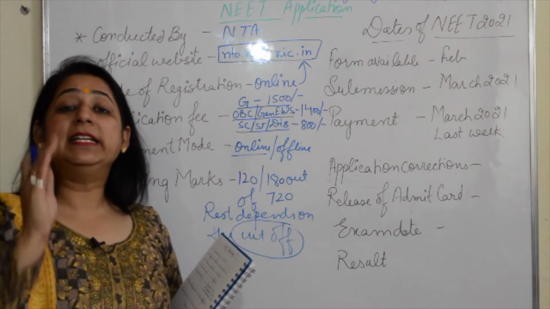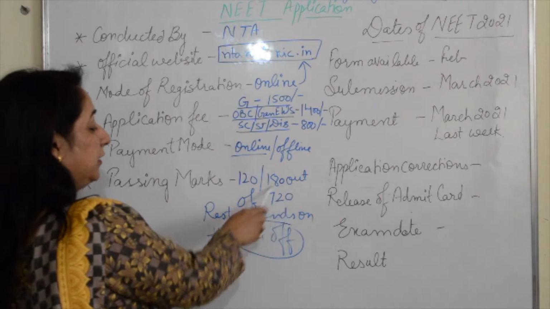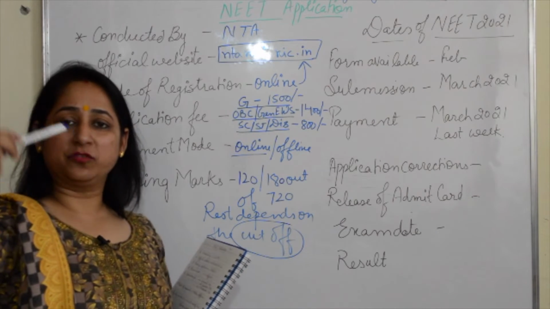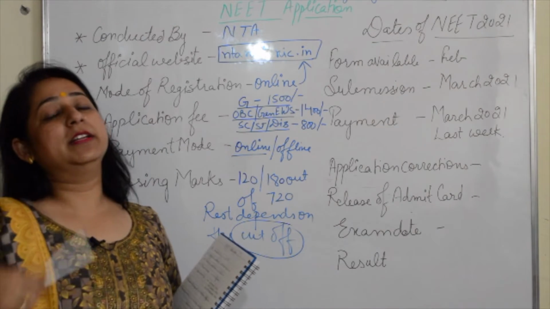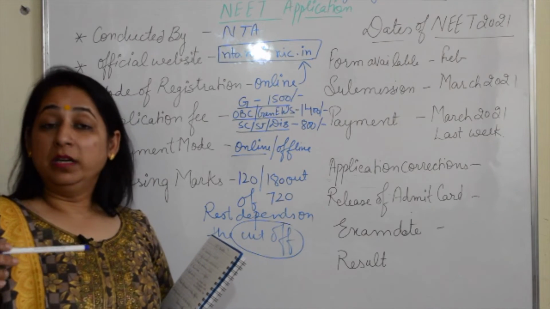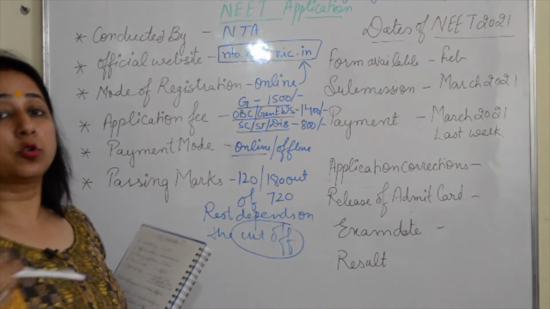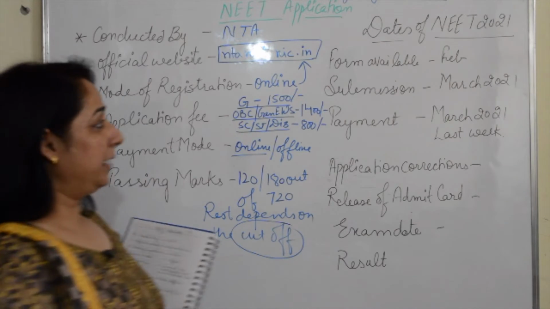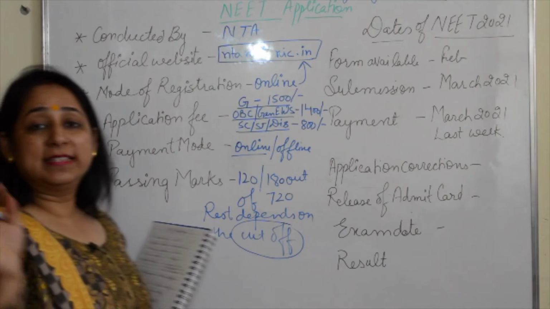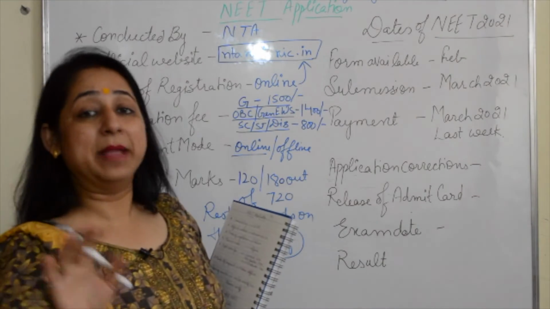We will talk in detail about the distribution of these 720 marks into physics, chemistry, botany and zoology in our next upcoming videos. Plus we'll also talk about the difficulty level of all the three subjects, which is the most difficult and which is easy. This is general information which remains the same for any NEET exam any year.